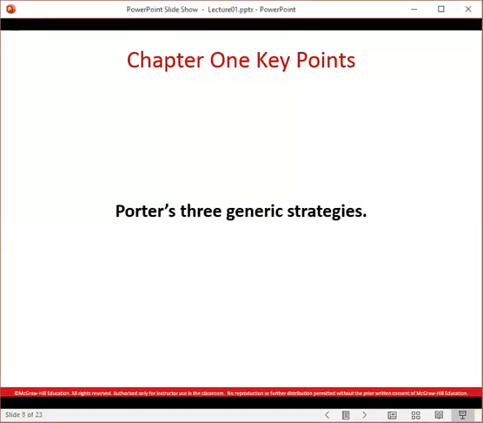There are 3 generic strategies that an organization can follow once they've determined the nature of the environment with the 5 forces analysis. The first is they can have broad cost leadership. In other words, they're the lowest cost producer.